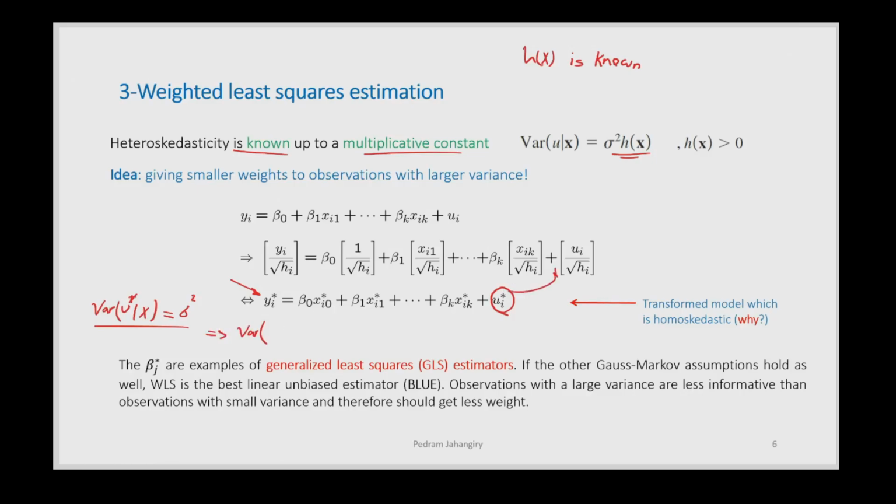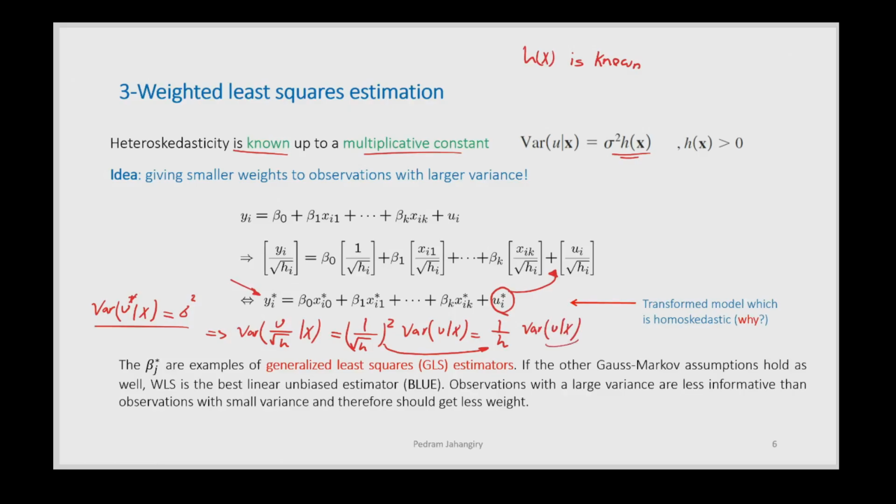What is u star? Guys, remember, this is my u star. It's going to be u divided by square root of h given x. So now use the properties of variance. Variance of u given x, multiplied by a constant. So that constant is going to come out to the power of 2. Then variance of u given x. So I can say 1 divided by h, right? So I'm doing this, multiplying the variance of u given x.